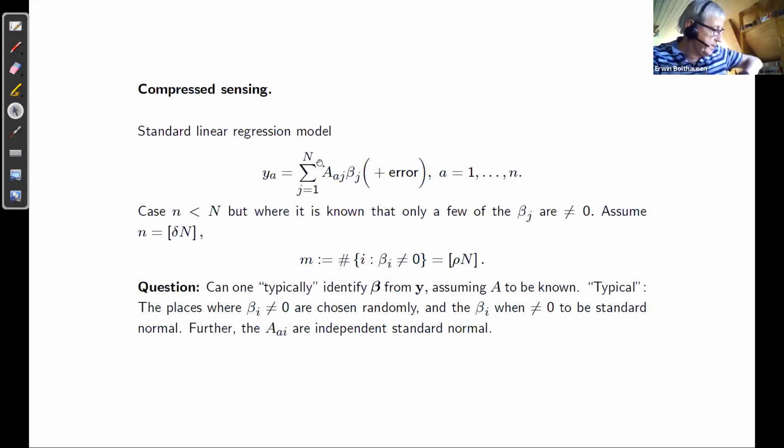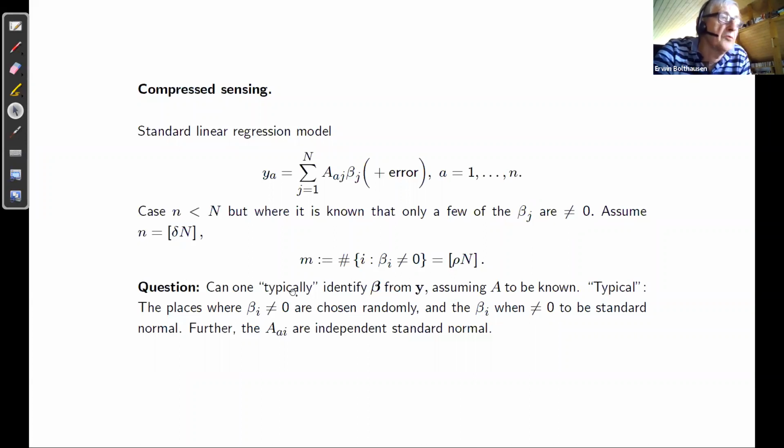Now, what I'm again doing is looking at an asymptotic theory where capital N goes to infinity, and I'm taking small n proportional to capital N, with the parameter delta, so small n is delta times capital N. I'm assuming that the number m of places where the parameters beta are different from 0 is also proportional to N, with a proportionality factor rho. Now, if you leave out the error, it's essentially a question about linear algebra: can one typically identify beta from Y, knowing that the betas are different from 0 only in a small number of cases? Is that identifiable here?